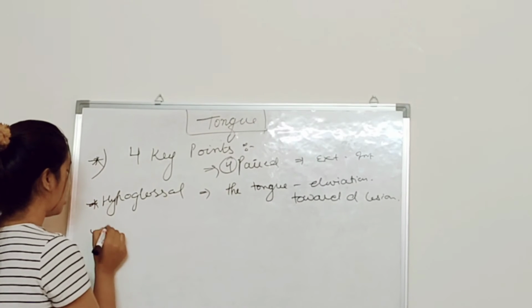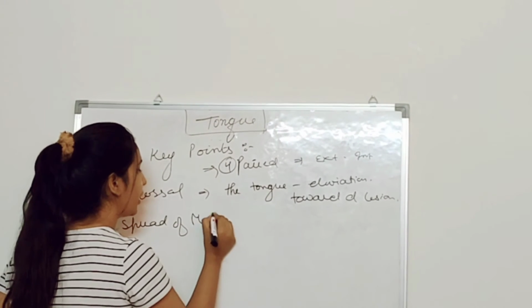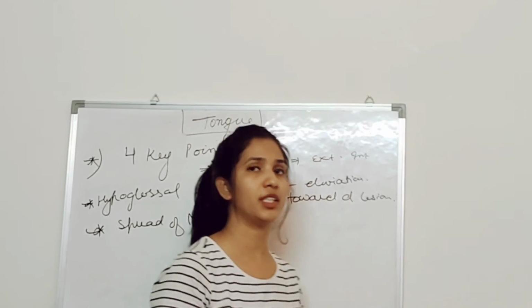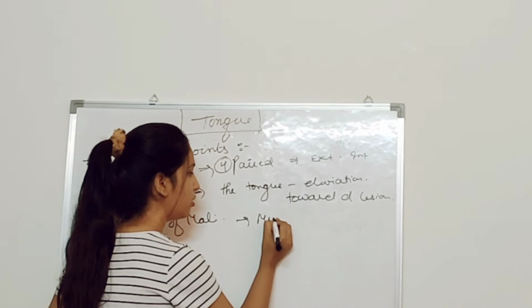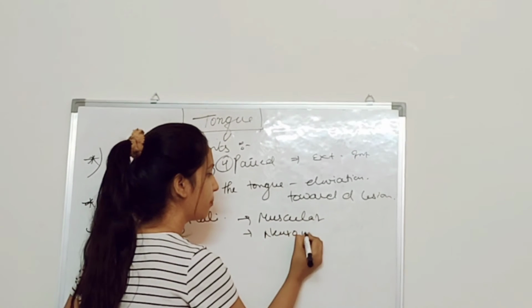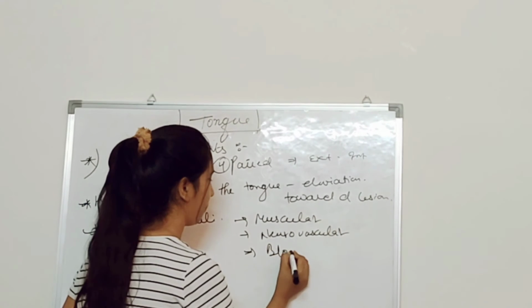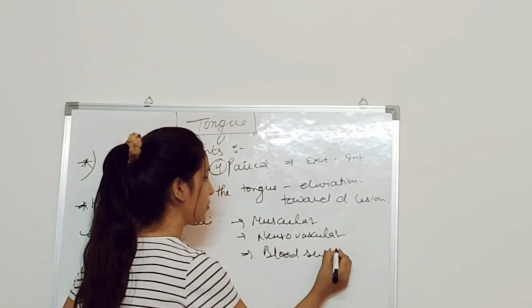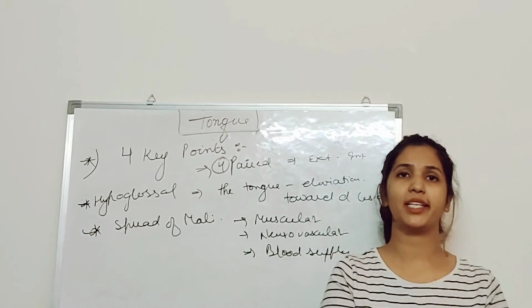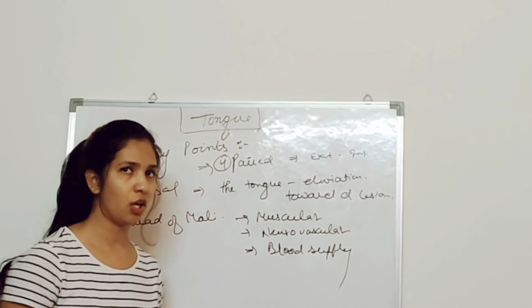The third point was spread of malignancy. So, in case of the tongue, the malignancy can spread from any component or any route: the muscular component, the neurovascular component, or from the blood supply. So from the blood, from the neural or the muscular component, the malignancy can spread to the different parts of the tongue or the different parts of the body.